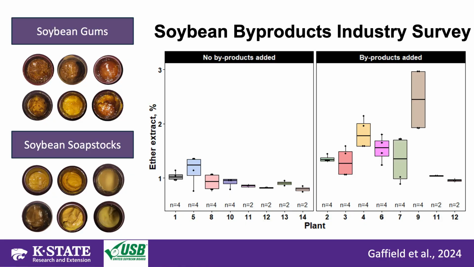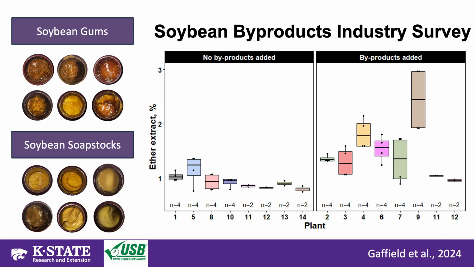And one of these factors that impact composition of soybean meal, we were actually able to evaluate back in 2024 as part of a soybean byproducts industry survey. And so essentially, as we clean crude soybean oil to prepare it for human consumption, we have to take out certain factors. And ultimately, during this refining process, we can produce some of the byproducts I have pictured here, such as soybean gums or soybean soap stocks.